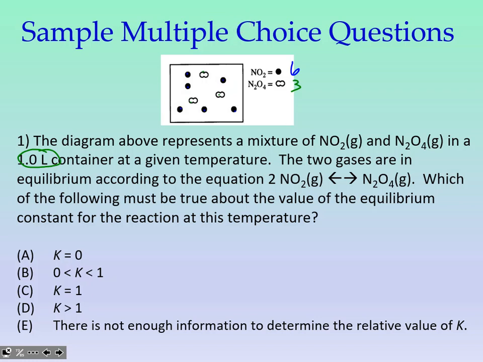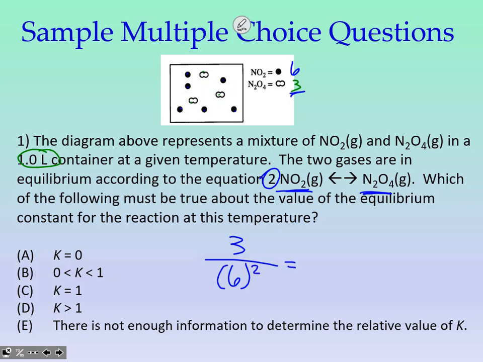Yes, and now we need the expression, but this is a multiple choice question. Do you want to waste your time writing out the expression? No, you can just plug and chug, right? Okay, so here we have the product. Which one's the product? 3. So we put 3 over our reactant, which happens to be 6. Don't forget the squared here.